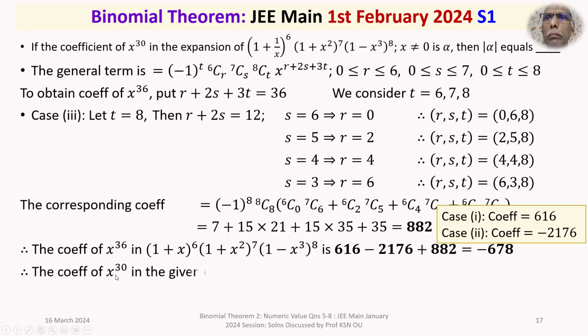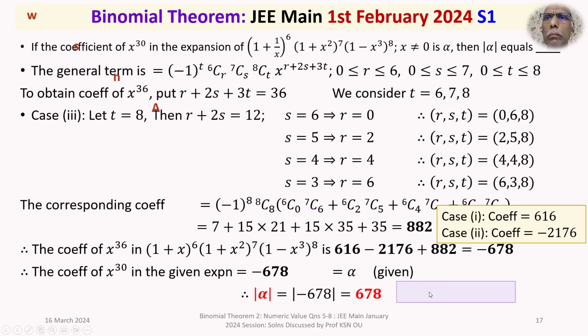So therefore, the coefficient of x to the power of 30 in the given expansion is minus 678. This is the coefficient of x to the power of 30, not 36. So this is minus 678. That is alpha. It is given. We want mod alpha. That is mod of minus 678. That is equal to 678.